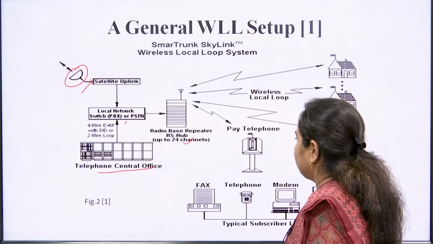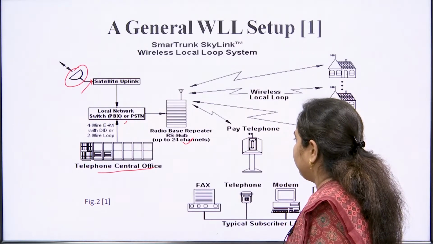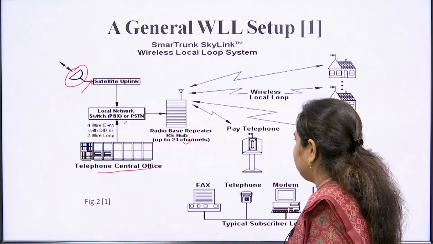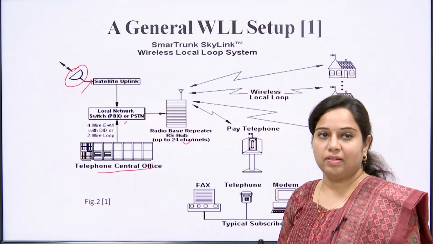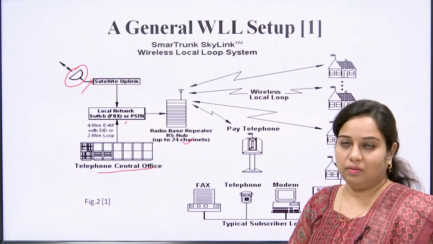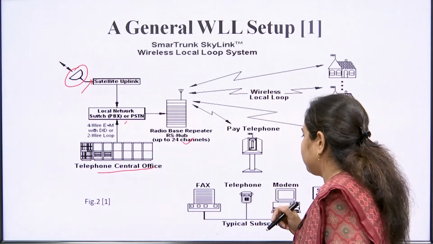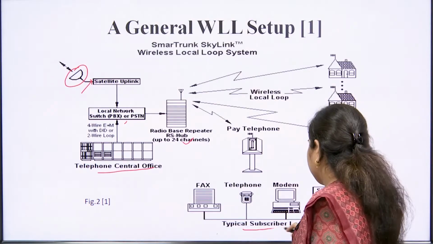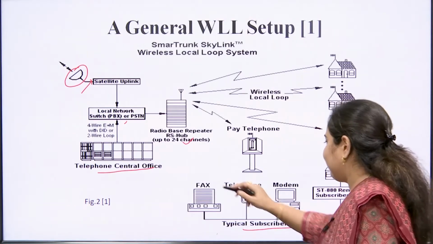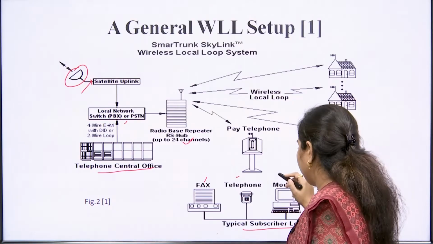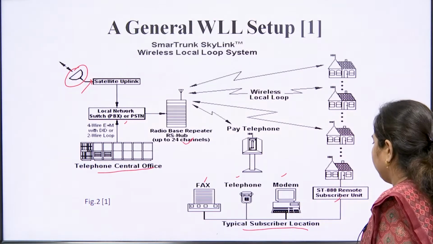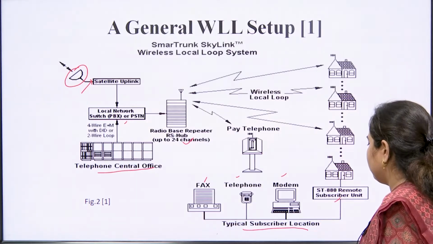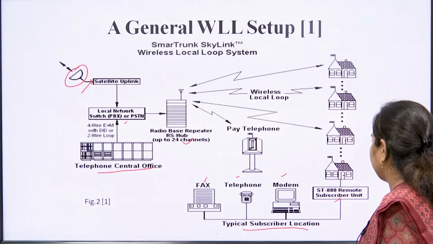So, that is known as an RS hub. It can connect up to 24 channels, which is the very basic standard number of channels that can be connected at a single link that has been set up. Then there is a typical subscriber location, where a fax machine, telephone, and modem are connected to a remote subscriber unit.